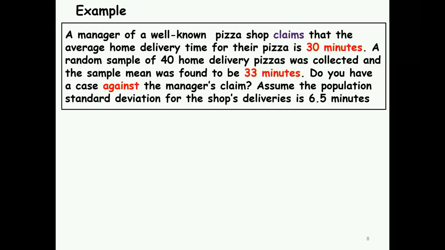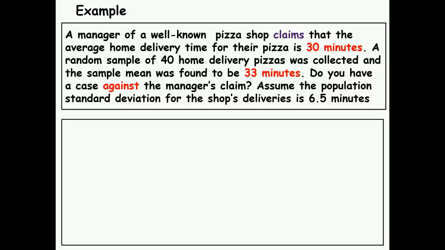What would you say about the manager? He said 30 minutes. What would you say about that? We don't know the population mean. He is claiming it, but we know the population standard deviation. So assume the population standard deviation is 6.5, which means we know the population standard deviation, but we don't know the population mean. He is just simply claiming.